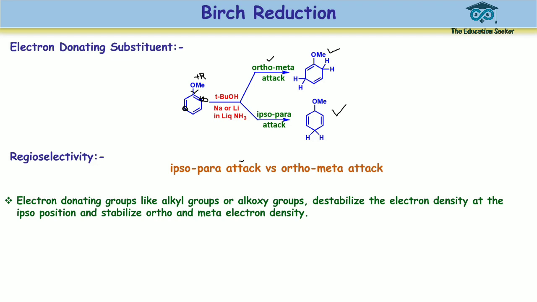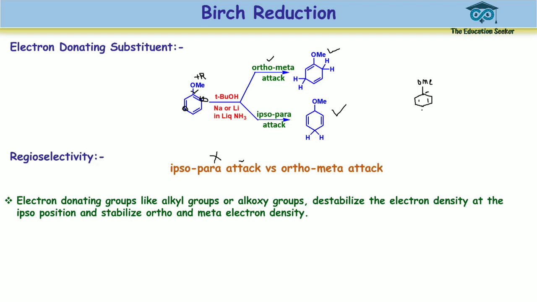So what does it mean actually? So let me draw something. In case of ipso-para attack, you can see that there is a negative charge on the ipso carbon, and the ipso carbon is also attached with an electron releasing group, right? So the negative charge on the ipso carbon is intensifying instead of delocalization. So this is really unfavorable, right? So we can ignore or eliminate ipso-para attack.